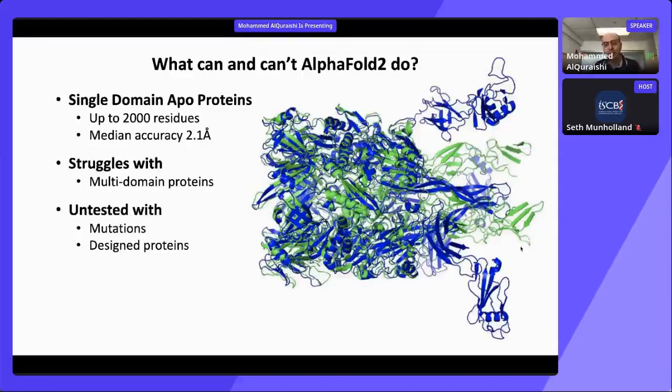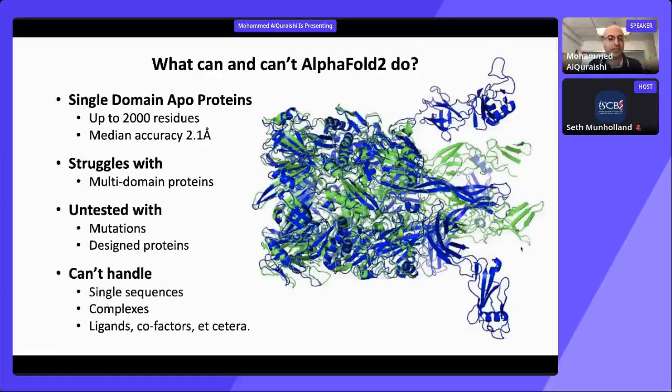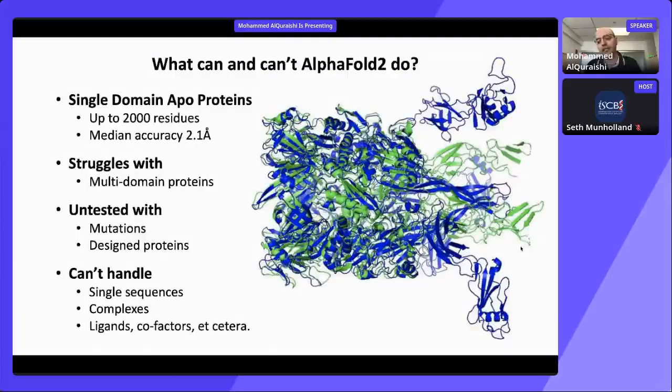One area where it's not been tested is things like mutations or designed proteins. Although people have been doing things like this unofficially, there's not been a rigorous assessment, and it really can't yet handle single sequences, so without a multiple sequence alignment, or things like complexes, again at least officially. Although people have been using it in unofficial ways, and things like ligands, cofactors, etc. So that's where we currently stand, and I think it's fair to say, like I alluded, it's incredibly impressive.